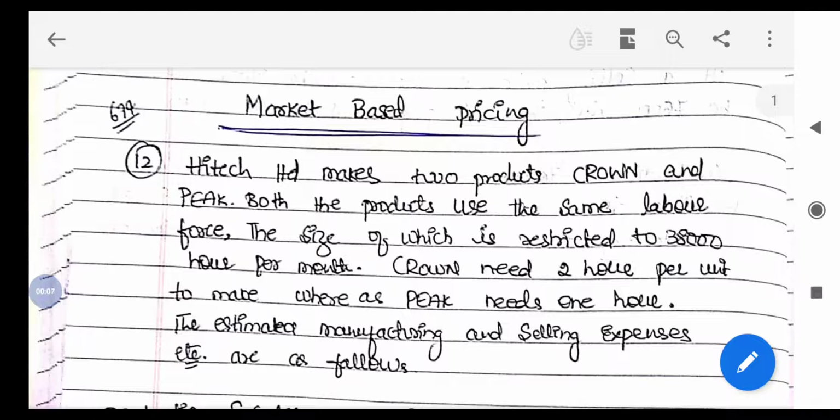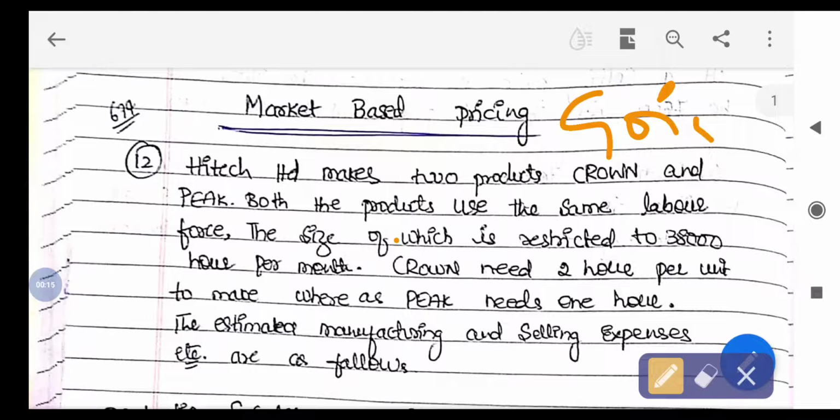Good morning everyone. So the next problem under going rate pricing. Going rate pricing is High Tech Limited. So going rate pricing is also known as market based pricing.